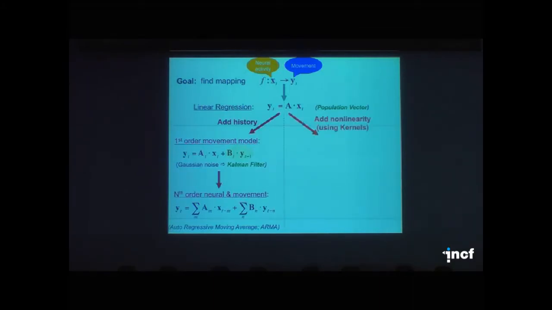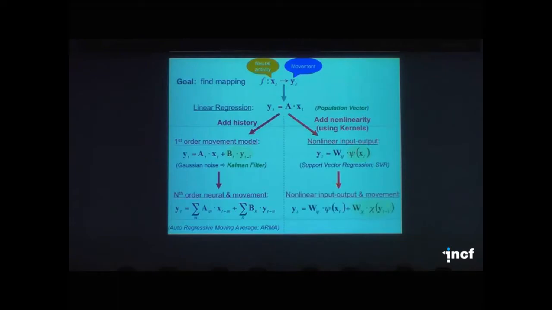For those not familiar with them, kernels can be thought of as a similarity measure between two vectors in an often infinite feature space. If we add a nonlinear input-output mapping, we get this decoder. Now y of t is linearly regressed against psi of x of t, where psi is a nonlinear feature map. This is called support vector regression, or SVR for short. And if you also want a nonlinear movement model, you have another term, where chi is a nonlinear movement model.